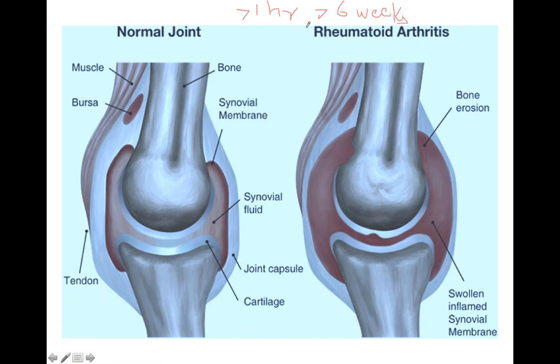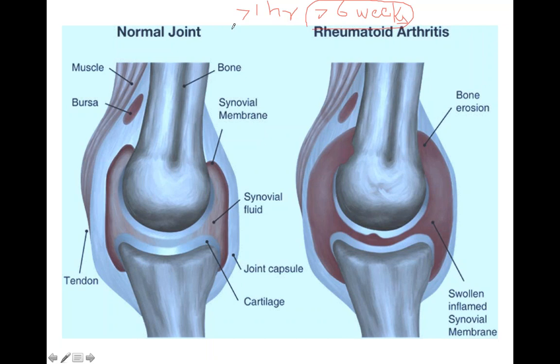Okay, so this 6 weeks is important. Patient has morning stiffness for more than 1 hour, okay? 15-20 minutes, that is not rheumatoid arthritis, okay? Morning stiffness is present for more than 1 hour, and it is present for more than 6 weeks, okay? So this 6 weeks is important.